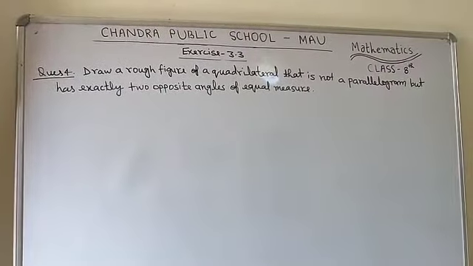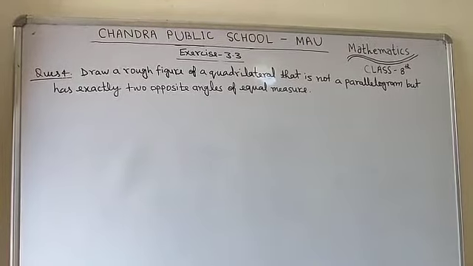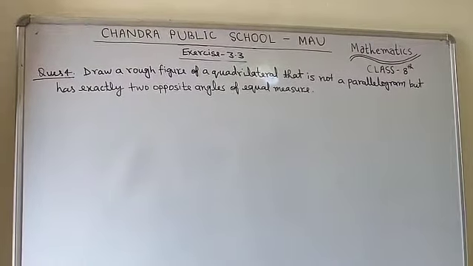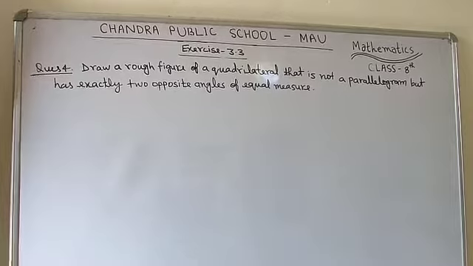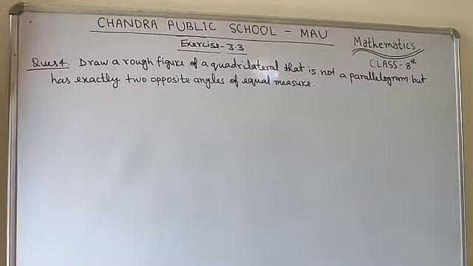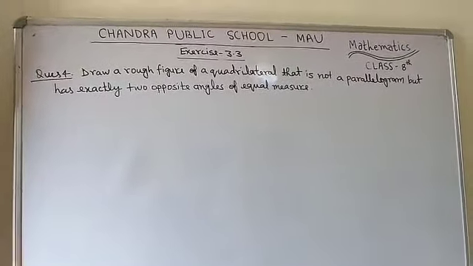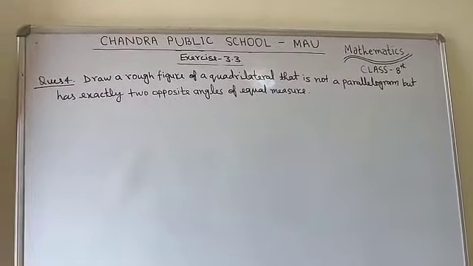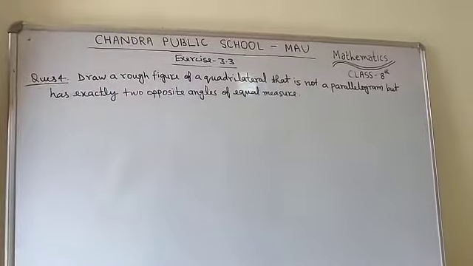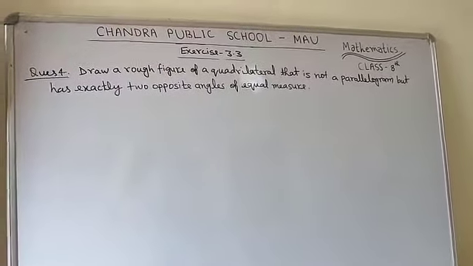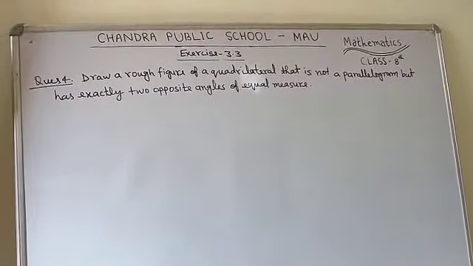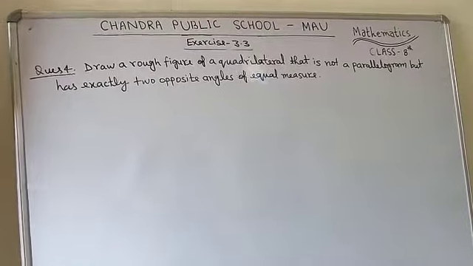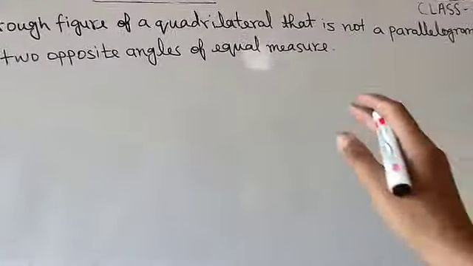Now students, here it is the question number 4. Draw a rough figure of the quadrilateral that is not a parallelogram but has exactly two opposite angles of equal measure. So you need to draw a quadrilateral in which one pair of opposite angles will be equal and which will not be a parallelogram. So students, if you are going to draw a kite, in the kite one pair of opposite angles will be equal and it will not be a parallelogram. So here I am going to explain how you will draw.